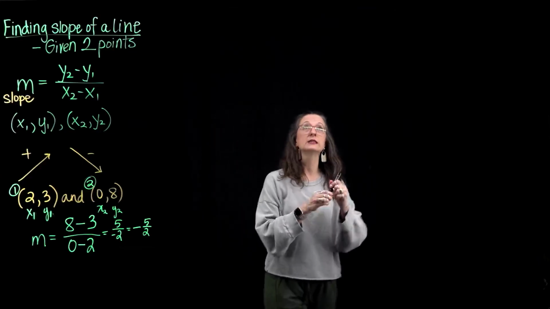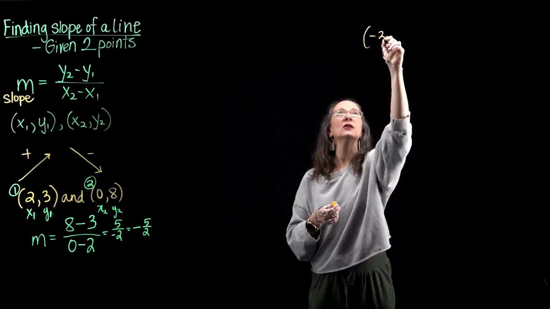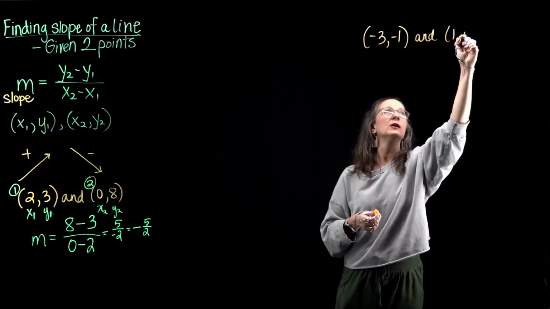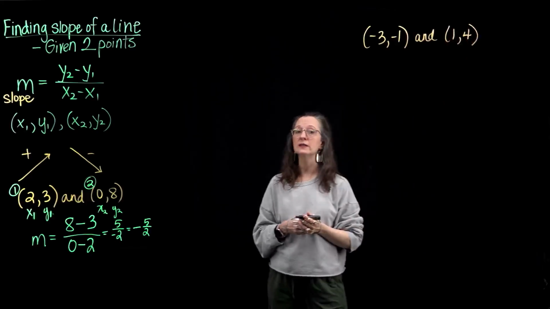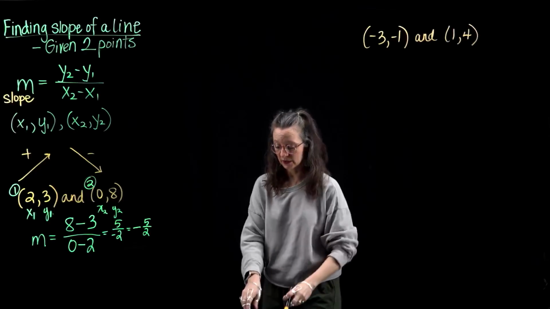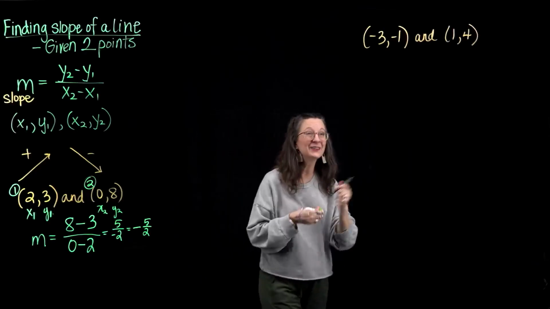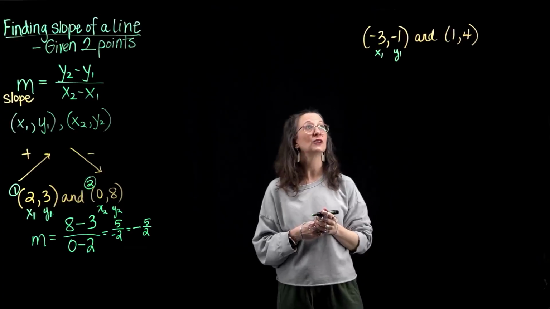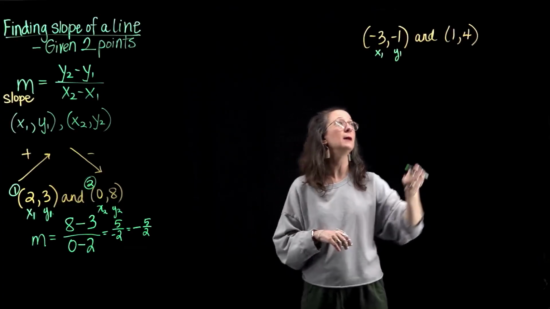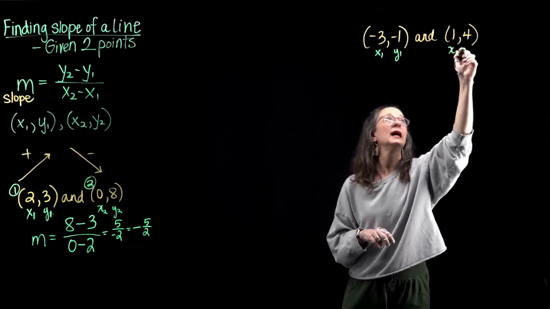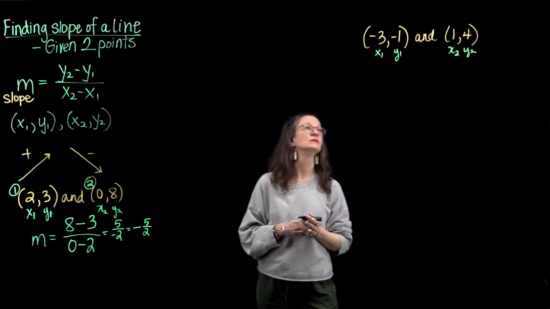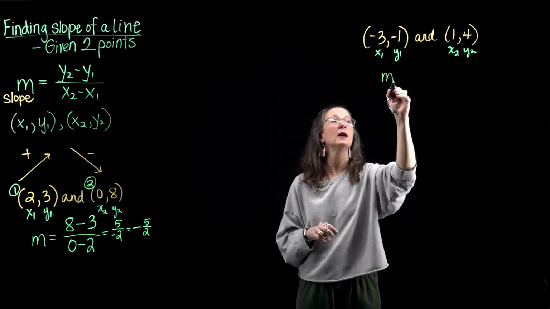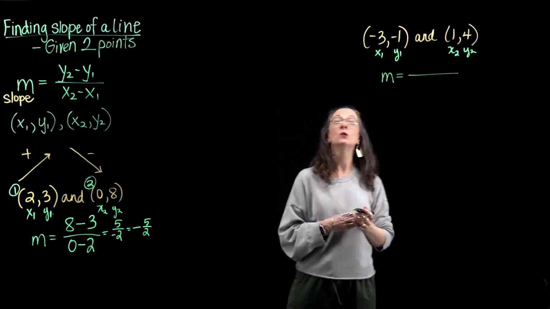All right, let's look at another example. What if I have negative 3, negative 1, and 1, 4 as my 2 points, and I want to find the slope of the line between them? All right, I'm carefully going to label x1 and y1. So negative 3, negative 1 will be x1, y1. And 1, 4 will be x2, y2. So the slope of the line between them, I'll write m equals and we're going to fill in.